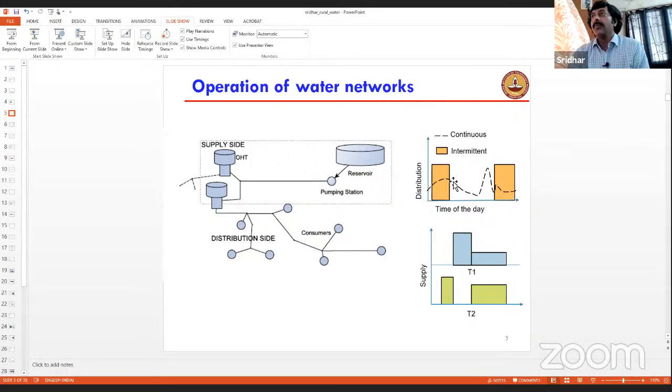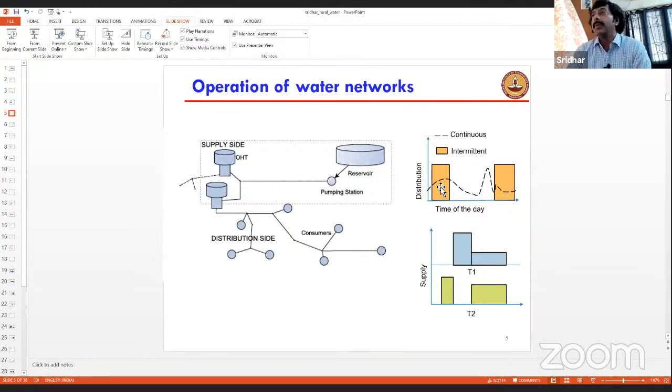So this is how most water networks are designed to operate: continuously, which means there should be enough pressure and water in the system, so that when you open a tap or faucet, you get water. However, that is not the case in many parts of the world. What is supplied is called intermittent supply, shown by these orange colored boxes, which means water is supplied only a few hours in a day or a few days in a week.